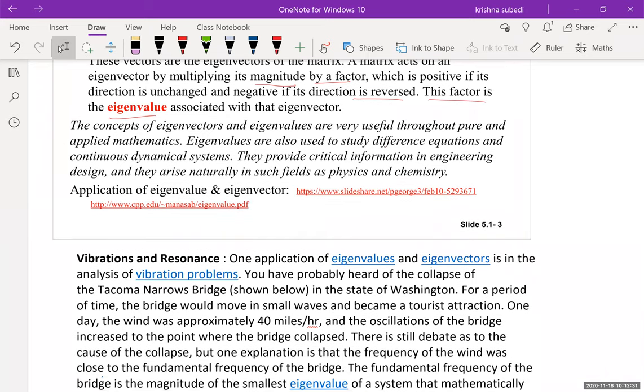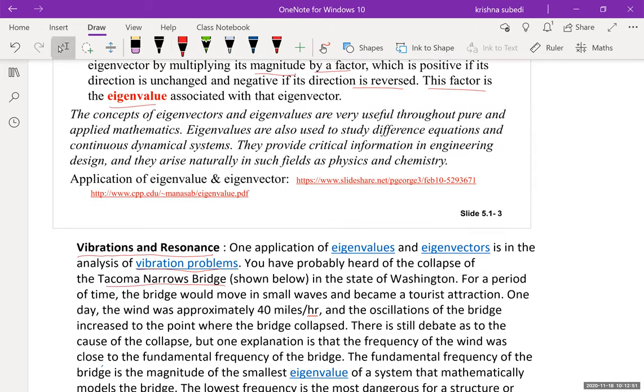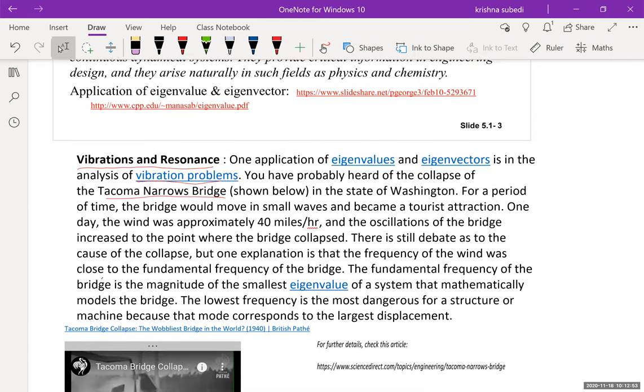One of the beautiful applications of eigenvalues and eigenvectors is in the vibration and resonance field. One application is in the analysis of vibration problems. You have probably heard of the collapse of the Tacoma Narrows Bridge in Washington state in the US. For a period of time, the bridge would move in small waves and became a tourist attraction.